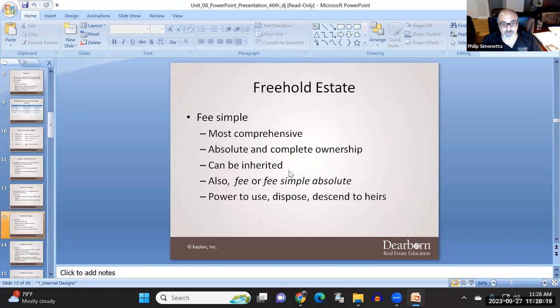Okay. So let's talk a little bit more about fee simple. Fee simple is the most comprehensive ownership. It's absolute and complete ownership. It can be inherited. It's also referred to as fee or fee simple absolute. So if you hear fee simple or fee estate or fee simple absolute estate, it's all the same thing. And you have the power to use it, dispose of it, to send it to your heirs. You can do whatever you want with it.